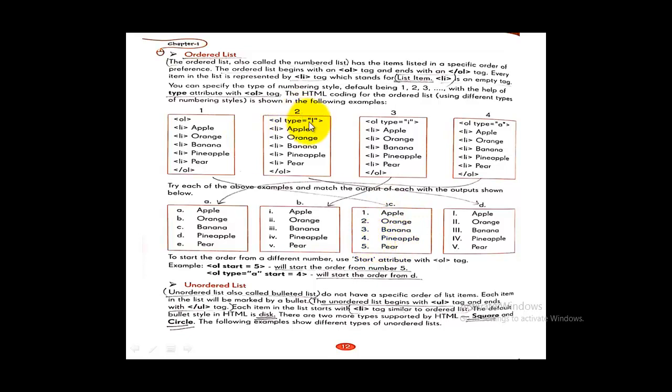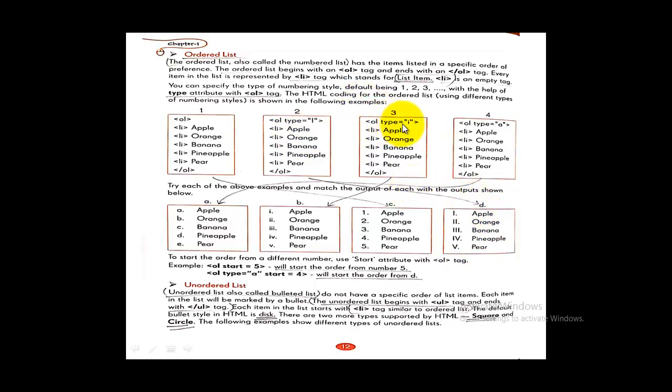Now the second one is capital I. It's given in Roman numerals. So you can match this number 2 to number D here, which is given in Roman numerals in capitals like this: I, II, III, IV, and V means 5. Okay, now example number 2 you can match to number D here.